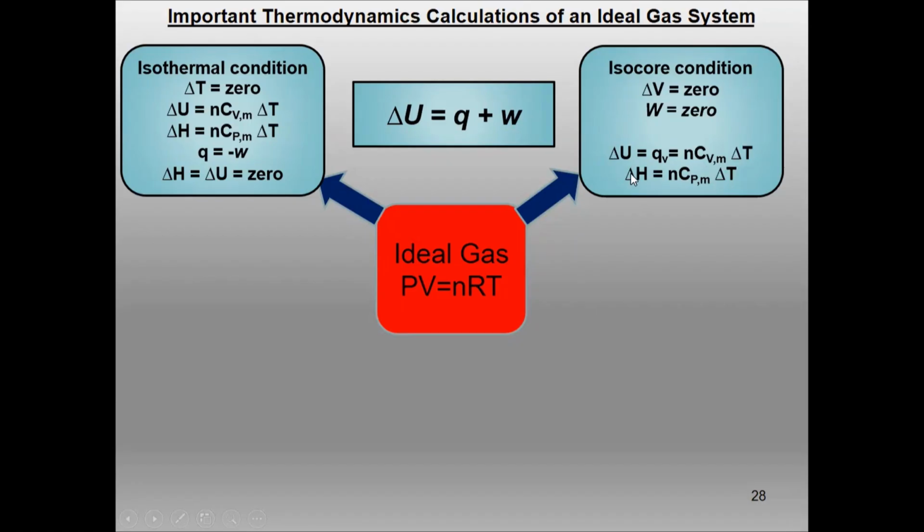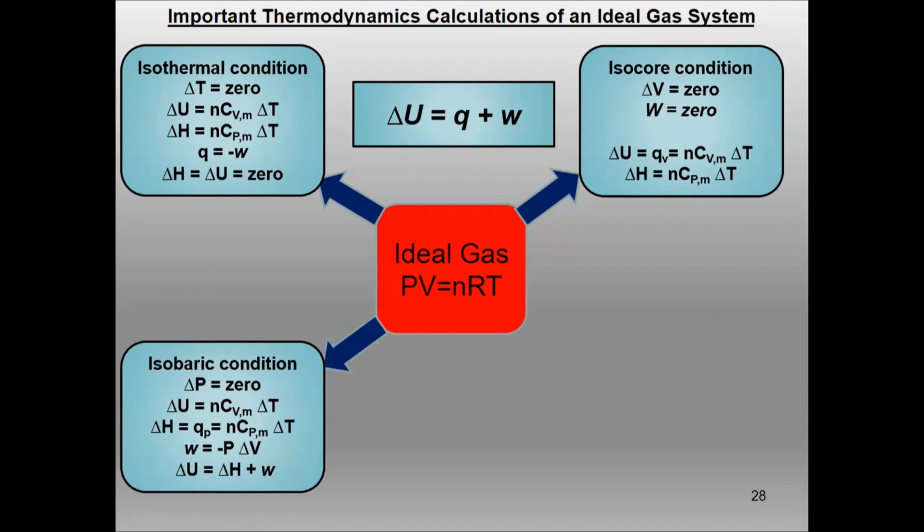And how can you calculate delta H? Again, nCpm delta T. You'll be provided with Cvm. You will be able to determine Cpm. I will show you how you can get Cvm from Cpm or Cpm from Cvm. There is a relationship that relates both of these. It will be revealed right now, in about a minute from now.